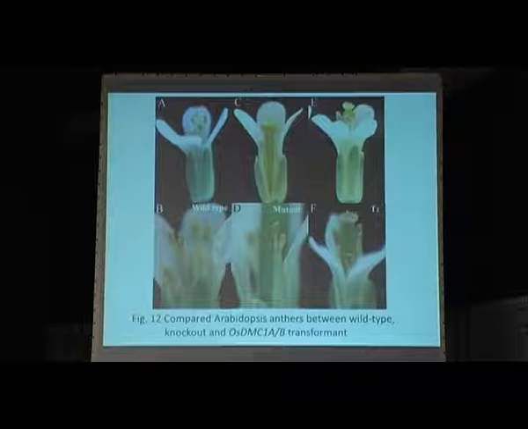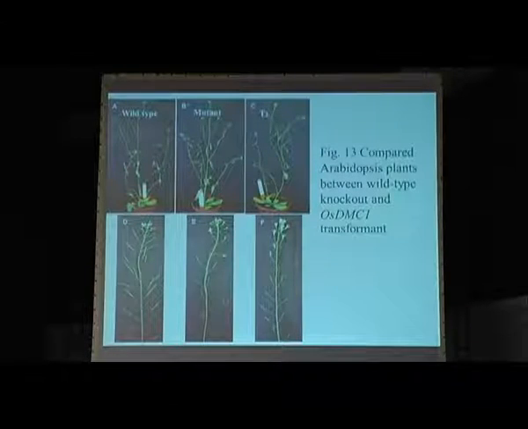So for the phenotyping of the morphology of the flower, this slide shows the DMC1 transformant plant. The result shows that the morphology of the anther between the mutant and the T2 generation are not different. It means rice DMC1 cannot complement and function in the Arabidopsis knockout. And the silique also is the same type. That means it cannot produce the silique normally.